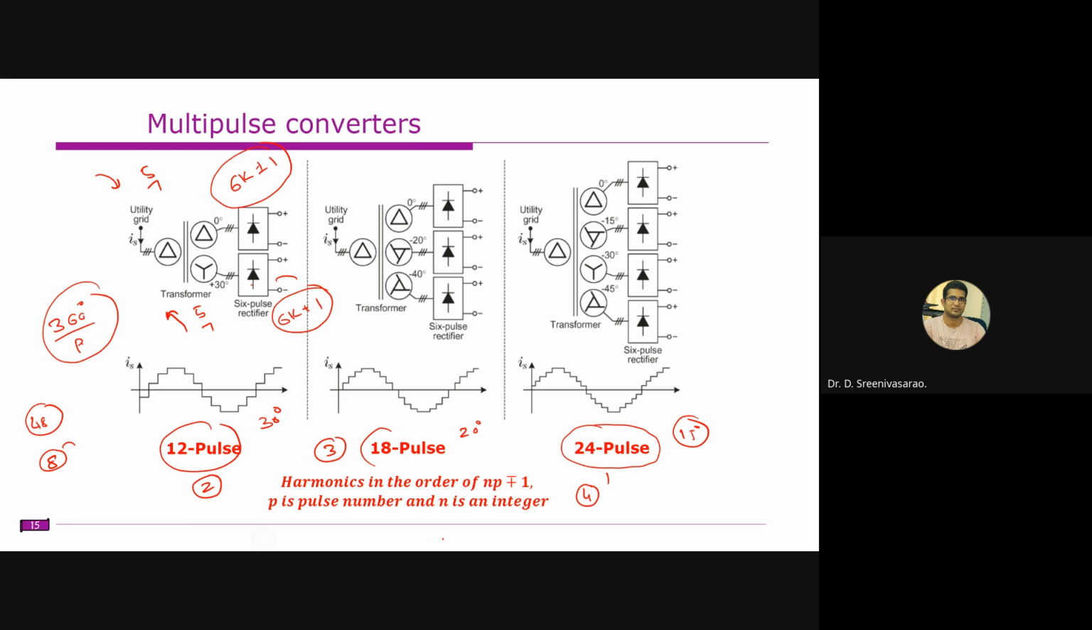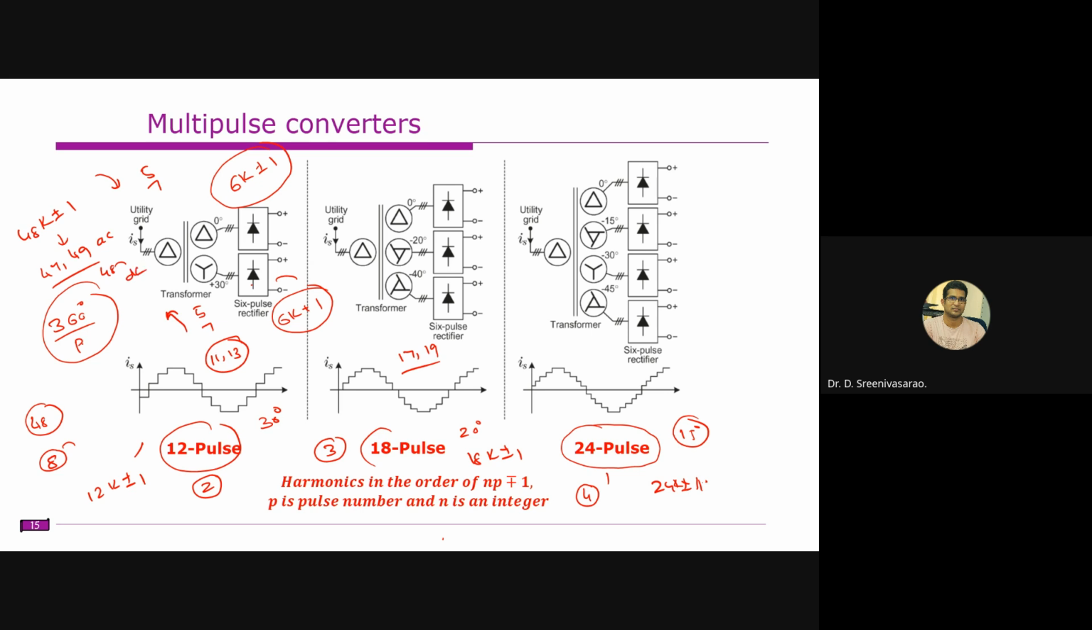Therefore, the minimum order harmonics here are the 11th and 13th. That means all fifth and seventh order harmonics are cancelled. Similarly, for 18 pulse, the minimum order harmonics are 17 and 19. So this changes to 12k plus or minus 1, this is 18k plus or minus 1, and this is 24k plus or minus 1. Right. So that's why in case of HVDC, it will be 48k plus or minus 1. That means the minimum order harmonics will be 47 and 49 on the AC side, and the 48th order harmonic on the DC side. Right.